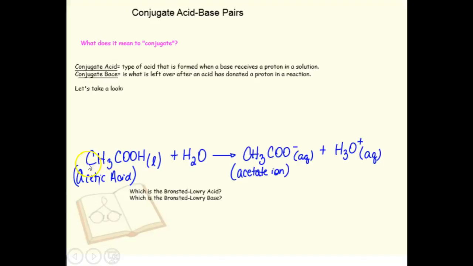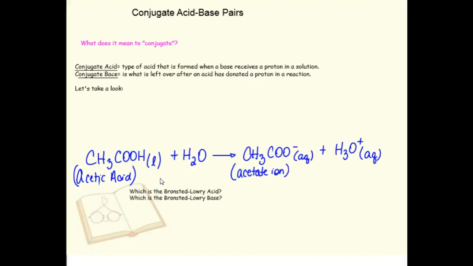So when we take a look at acetic acid, notice that acetic acid has hydrogen in it. And when it reacts with the water, it's going to lose this hydrogen, and that hydrogen is going to be transferred. It's going to be donated to the water, and it's going to become known as the hydronium ion. All right? So now looking at this, we have to decide which one is going to be the conjugate acid and which one is going to be the conjugate base.